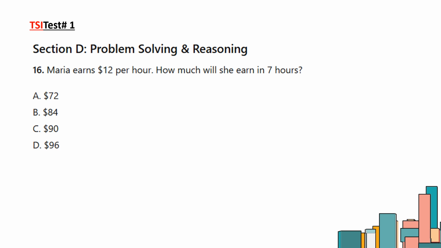So actually, it's just the multiplication, right? You take $12 times 7, but of course, we can always set it up. So we have $12 in 1 hour. Now, if it's 7 hours, how much do you earn? Now cross multiply, divide by the rest.